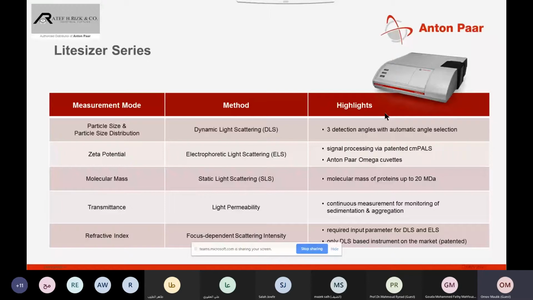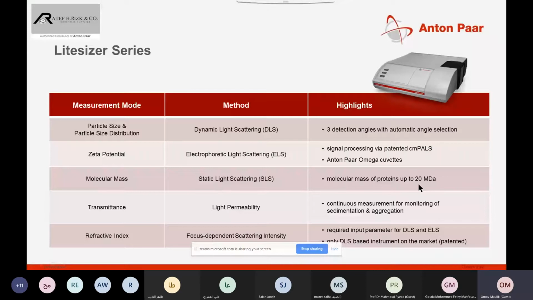Then you have zeta potential measurement, which, as Professor Mahmood explained, is electrophoretic light scattering. We have a unique patented CM pulse, which makes the measurement much faster, and the repeatability and reproducibility is very high compared to any other instrument. Then we can also do molecular mass measurement, using the method known as static light scattering, and you can measure the molecular mass up to 20 million Daltons.